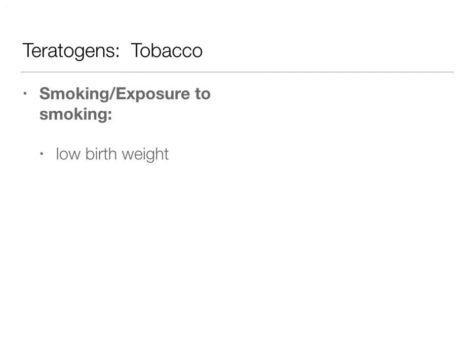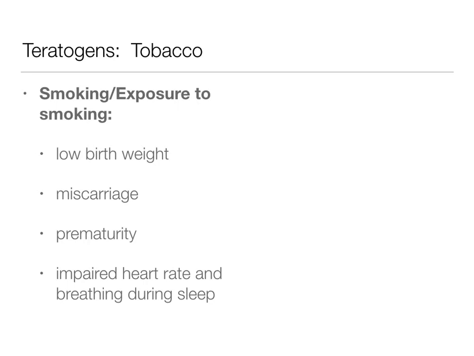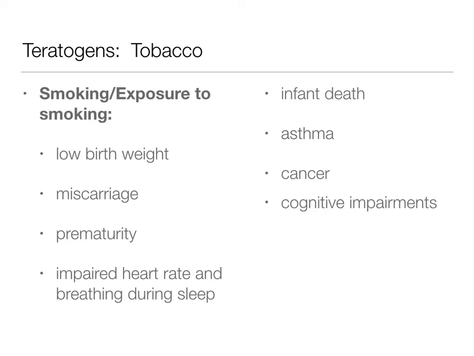We can see low birth weight. We can see miscarriage. We can see prematurity. We can see impaired heart rate and breathing rate during sleep, infant death, asthma, cancer, cognitive impairments. Tobacco is one of the ones that I like to use as an example about how not every organism is affected the same way.